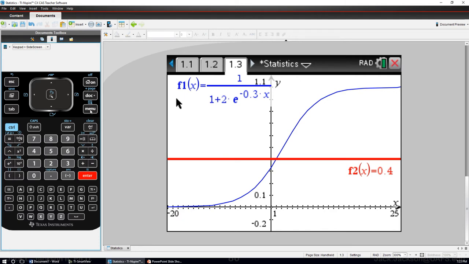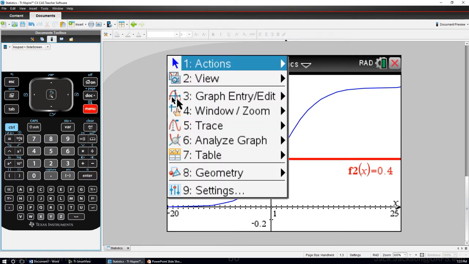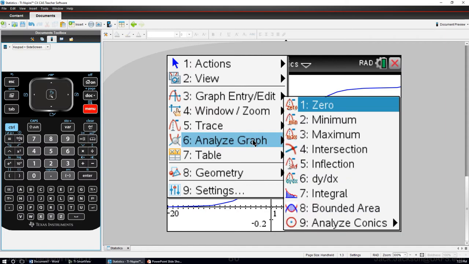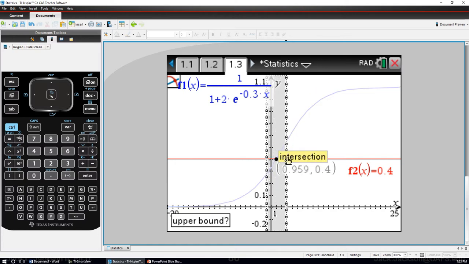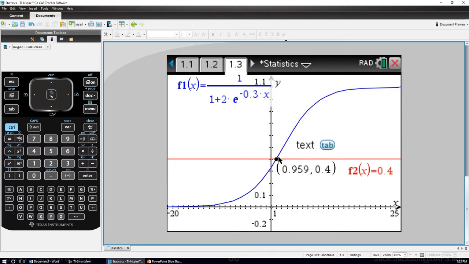Then we can go to calculate the intersection by going Menu, Analyze Graph, and Intersection. It's going to ask us for a left bound, so go to the left side, a right bound, and you don't have to seed it with a guess, it actually figures it out. So it gives you the value. Unfortunately, it doesn't give you very many decimal points, but it does compute it that way.